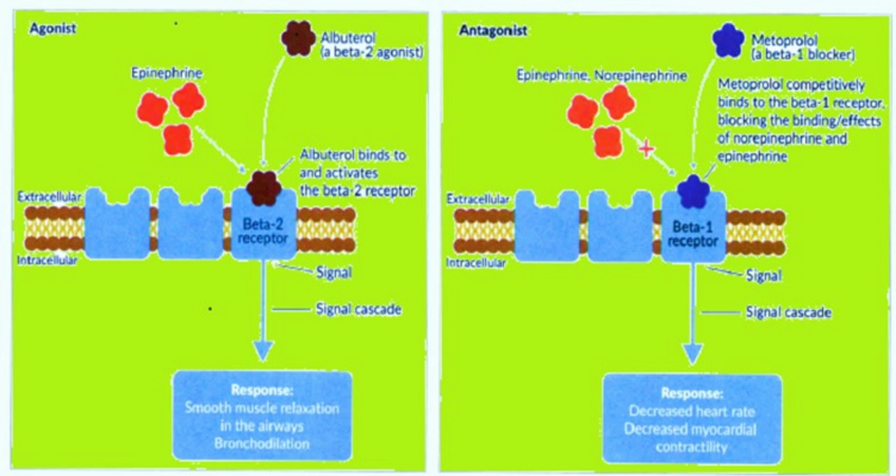And coming to the antagonist, antagonists block the receptors, preventing the activation. For example, beta blockers, let's say metoprolol. These block the epinephrine from binding to the heart receptor, slowing down the heart rate and lowering the blood pressure.